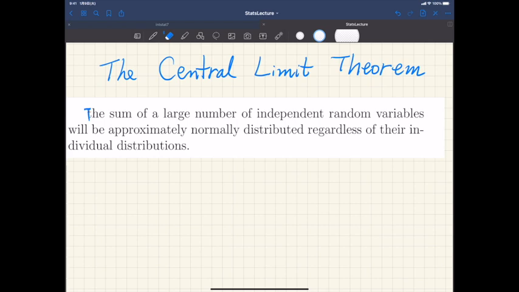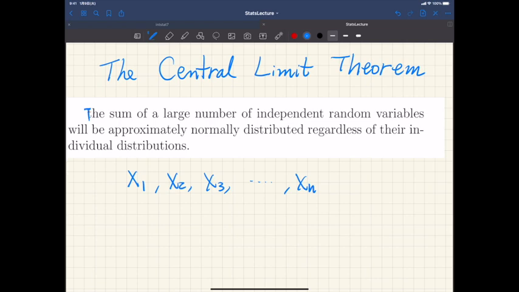Finally, let us study the Central Limit Theorem, which says the sum of a large number of independent random variables will be approximately normally distributed regardless of their individual distributions. So that means if we have a lot of random variables, x1, x2, x3, and so on. And it is important that these random variables do not have to follow the normal distribution.